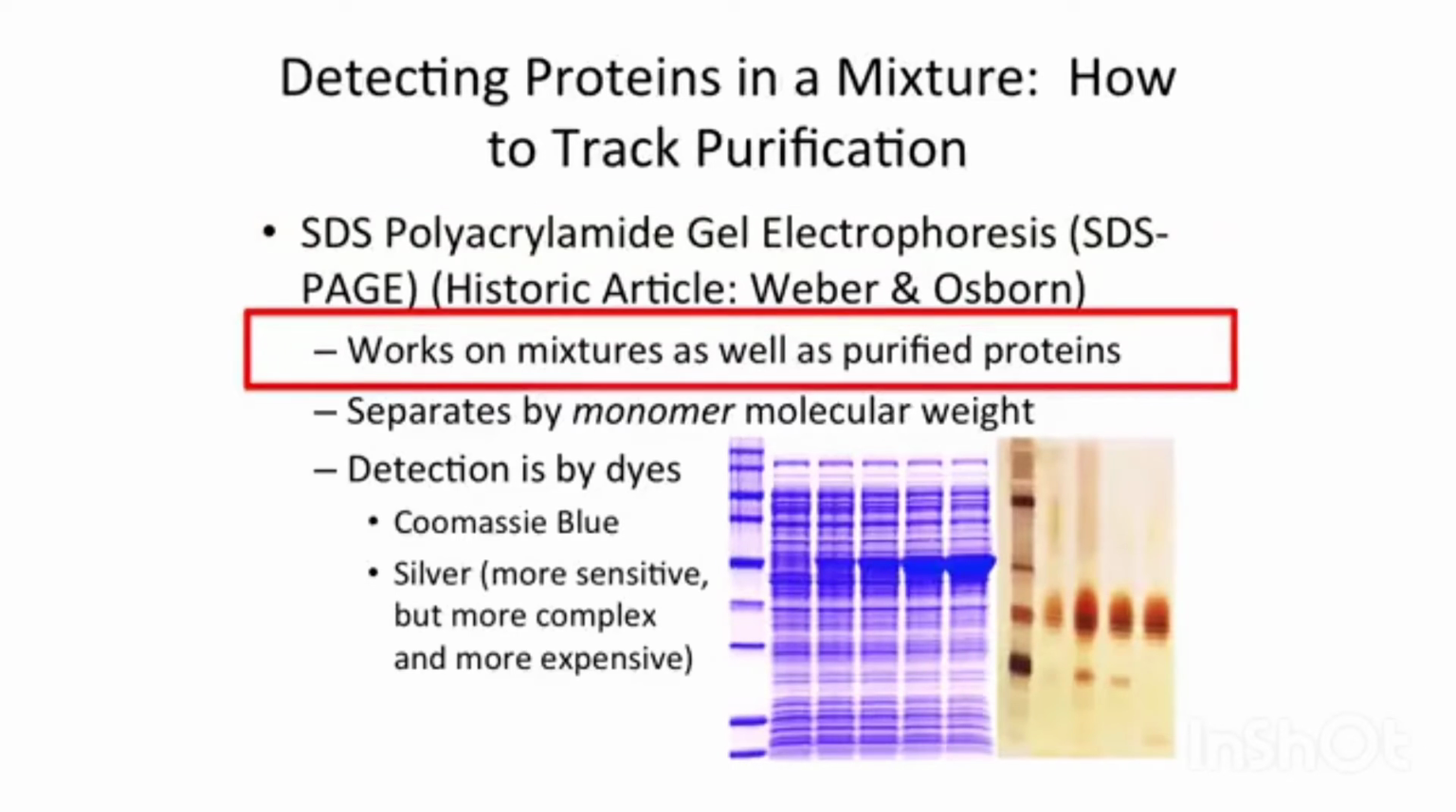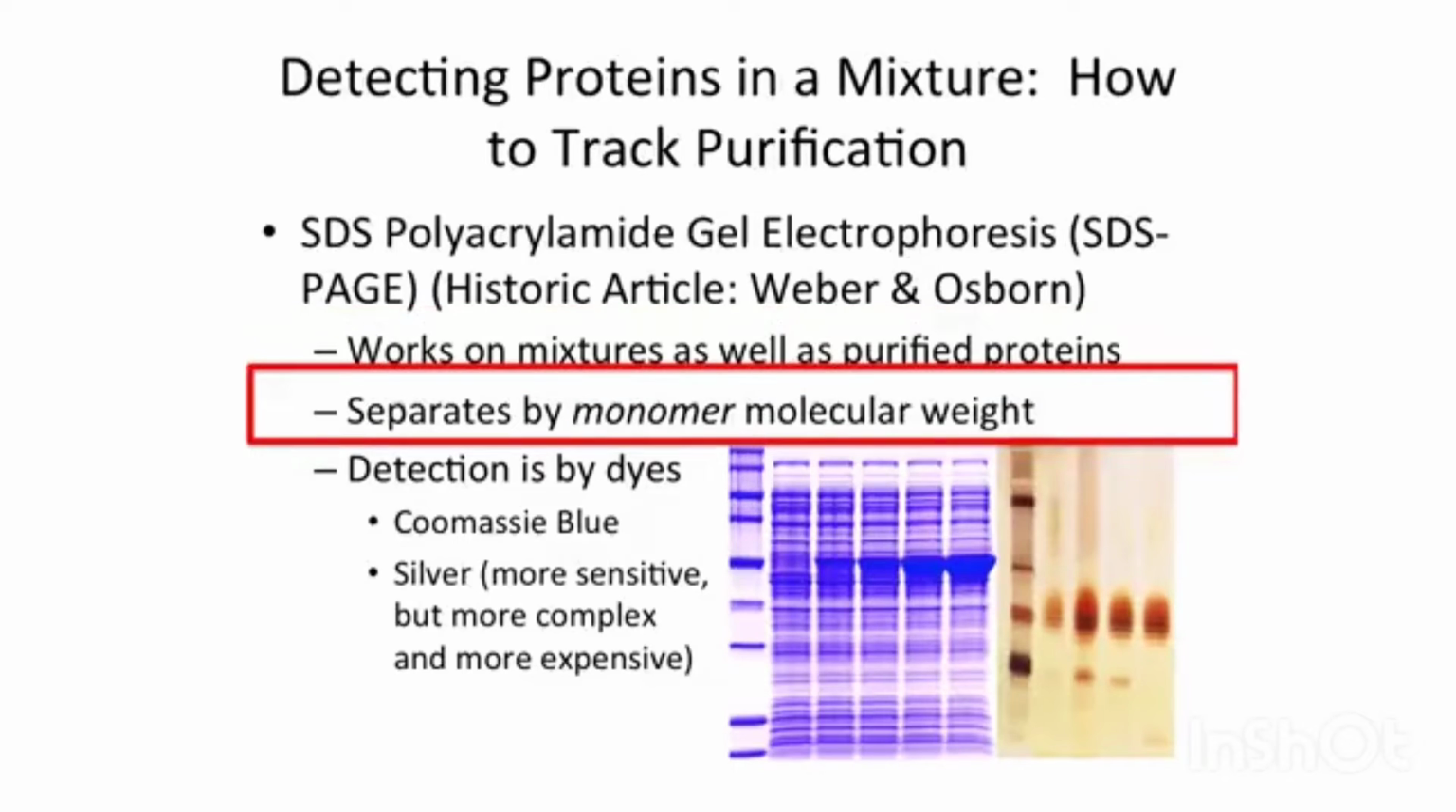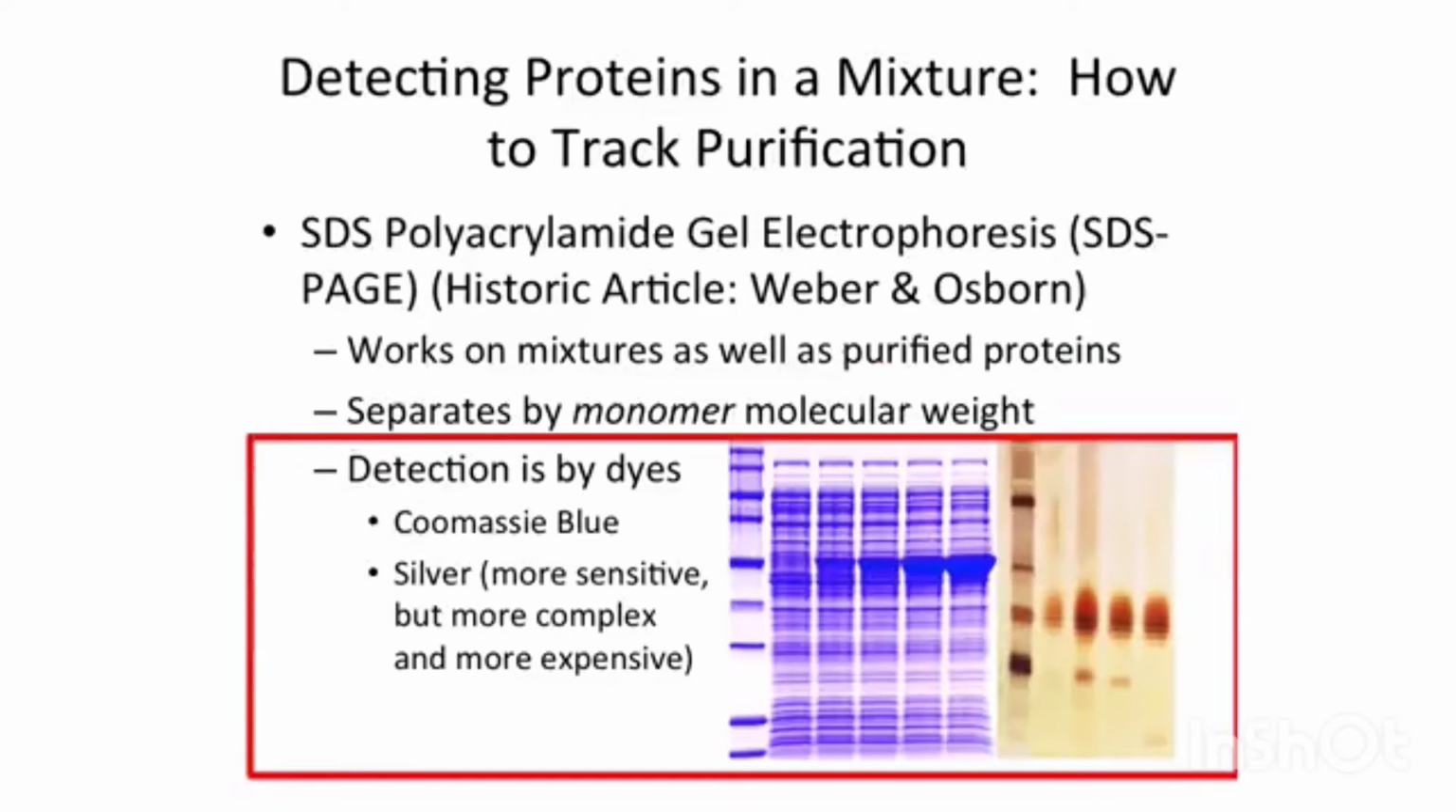And it turns out that SDS gel electrophoresis works on mixtures, it works on purified proteins, it works on any protein. Because you get this uniform density of SDS, and SDS is uniformly negatively charged, there is a common charge mass ratio generated by SDS binding, which allows the separation in the electrophoretic field by the length of the protein, by the monomer molecular weight, which is proportional to the length of the protein. You can detect the separation by dyes.